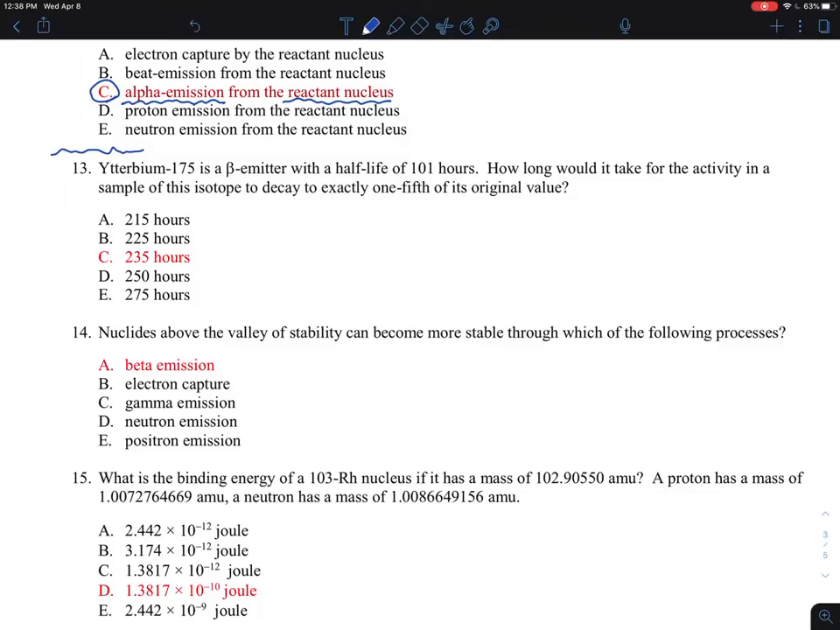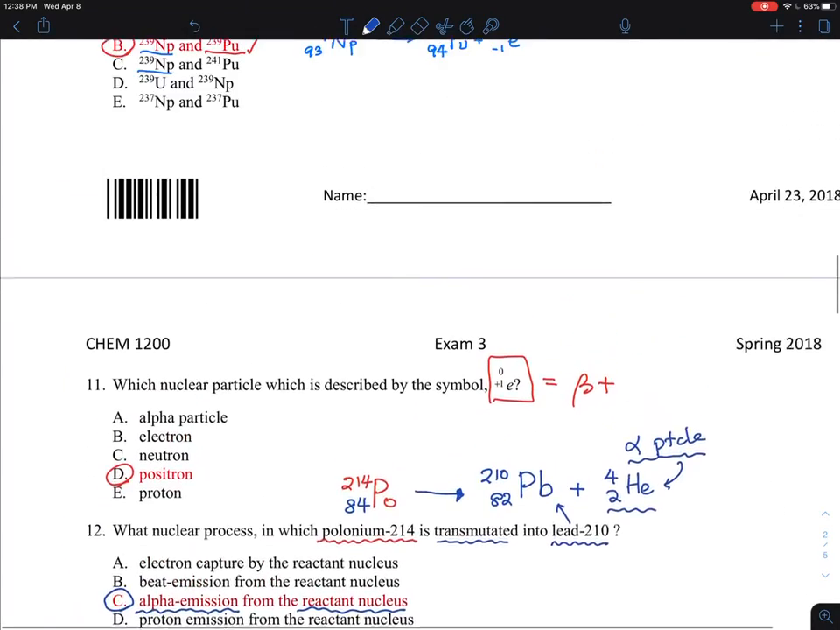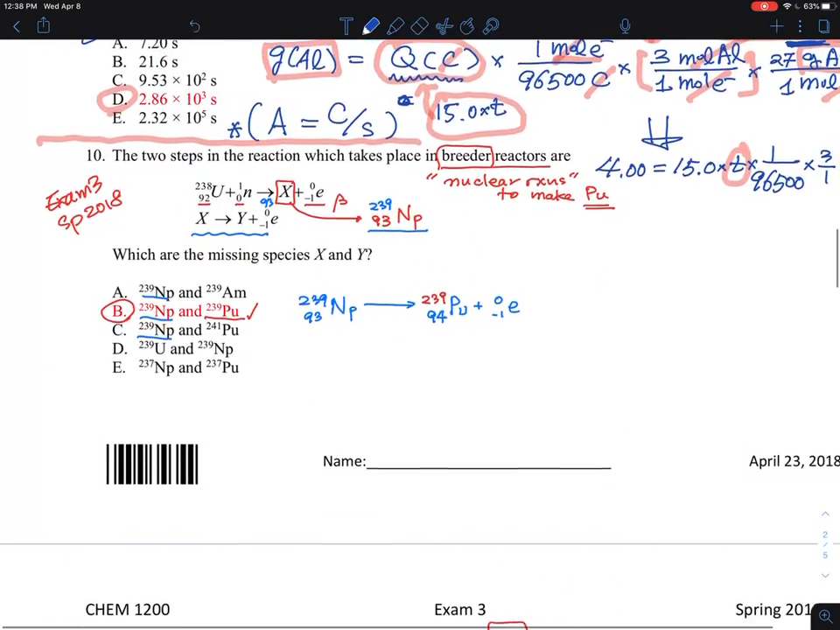Actually, if you do not mind, because I didn't record my video, I need to go back to recap what I solved in number 10. This is exam number 3, spring 2018, and that's number 10. The breeder reaction is a nuclear reaction to make plutonium. There are 2 steps of reaction shown, and they ask you what species X and what species Y are.